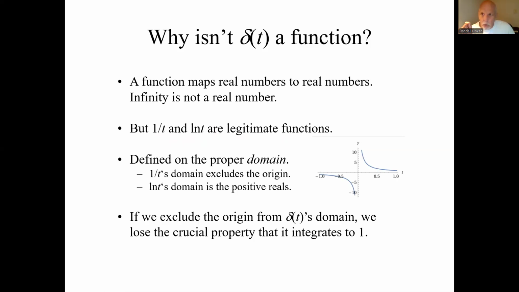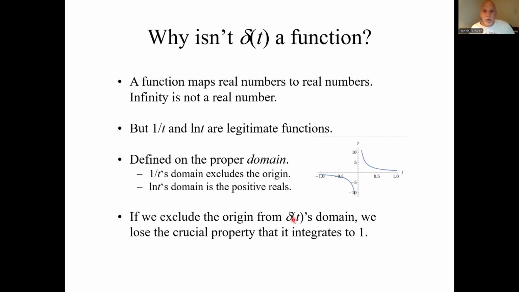Functions are defined on a domain. They map real numbers to real numbers, but actually a subset of real numbers. So the domain of 1 over t is all real numbers except 0. Here's that function, and they just say, well, it's not defined at 0. And you can take integrals over that, and it works out okay. Just exclude that point from the domain.